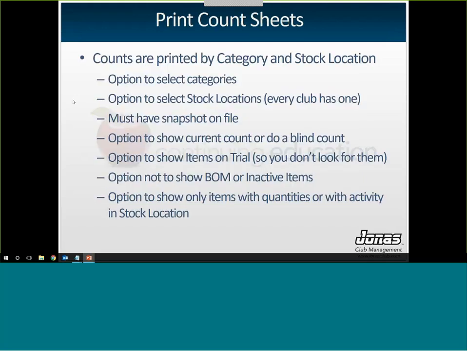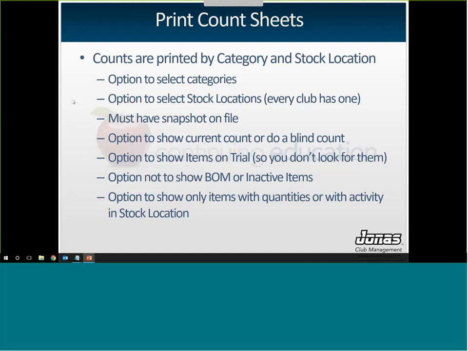So the next option down in that Inventory Counts menu, and where you should be headed right after you do your snapshot, is Print Count Sheets. So this would be, of course, if you're not using a scanner to count your inventory. The count sheets can be printed by category and stock location, and there are all kinds of different parameters in there, which I will show you a screenshot of on the next slide, of how you can show your count sheets. So you have to have a snapshot on file, of course.